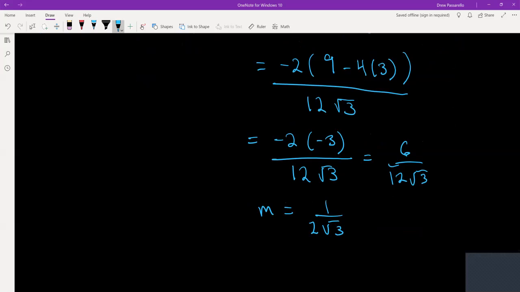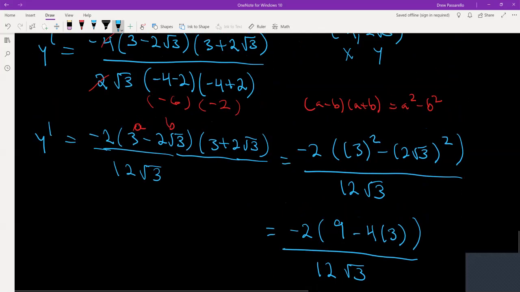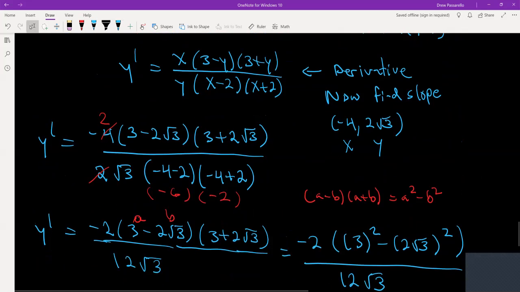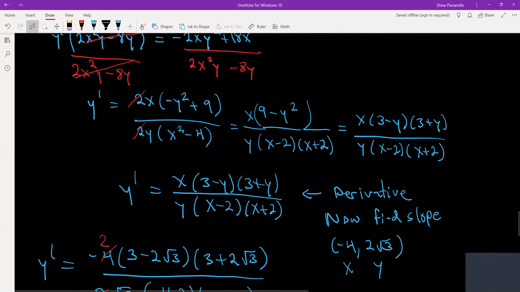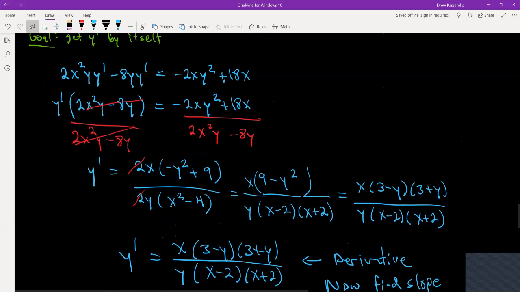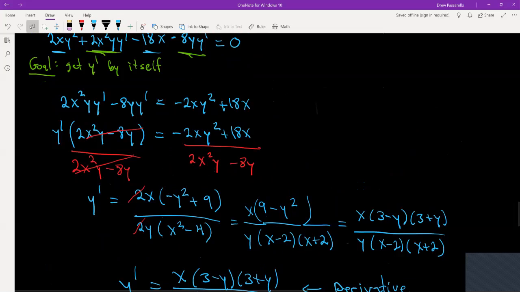All right, that's what I get for that. And I'm going to double check the algebra to make sure there's no mistakes here. That's usually where things get tripped up. Okay, so this problem, again, we took the derivative of both sides.